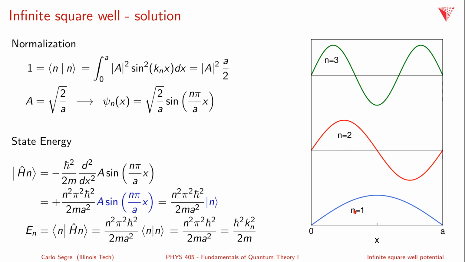So n equals 1 has no zeros inside. It's only zeros at the edges. N equals 2 has 1 zero. N equals 3 has 2 zeros. And so the number of zeros is just n minus 1.